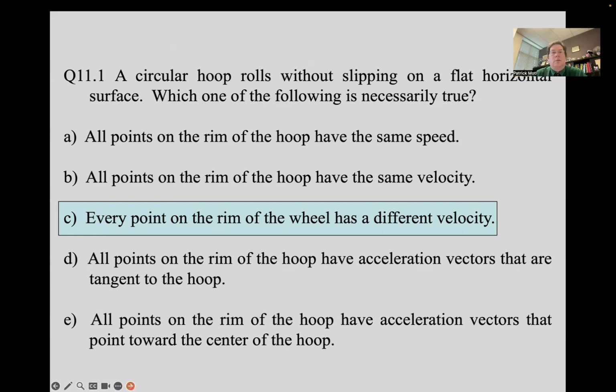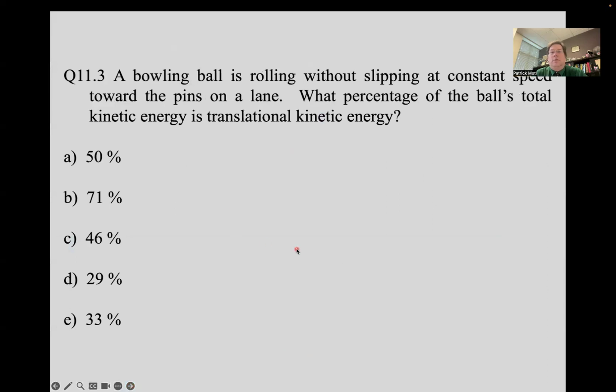All right. A little exercise, remembering what we know about rotational inertia. A bowling ball, so it's a solid sphere. You can neglect the holes and assume you don't have some super duper mercury core bowling ball. The bowling ball is rolling without slipping at constant speed toward the pins on a lane. What percentage of the ball's total kinetic energy is translational kinetic energy? To knock down pins, you want this fraction to be as high as possible.